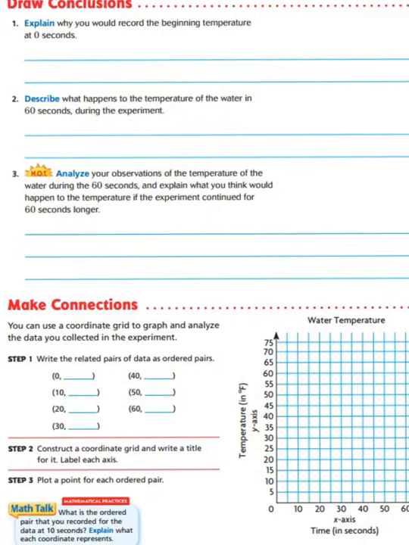Step 3 says to plot a point for each ordered pair. So you would actually go over using your ordered pairs from up here and put in the point for each of those ordered pairs. Again, you may stop the video in order to respond to these.